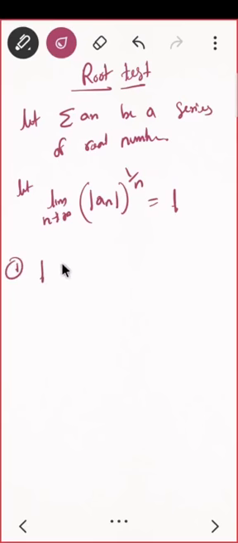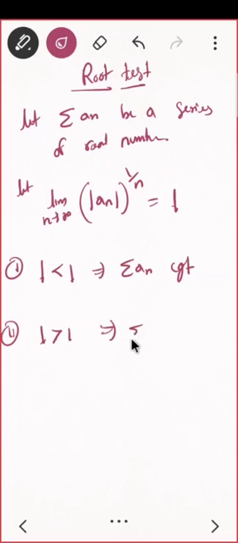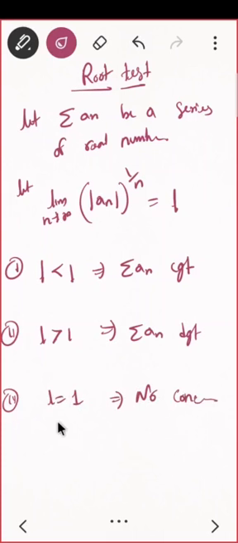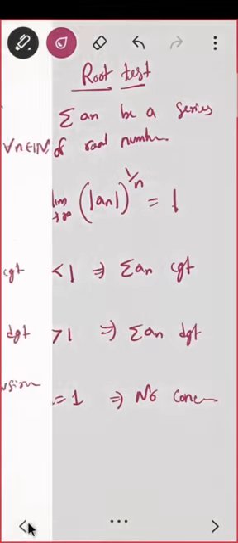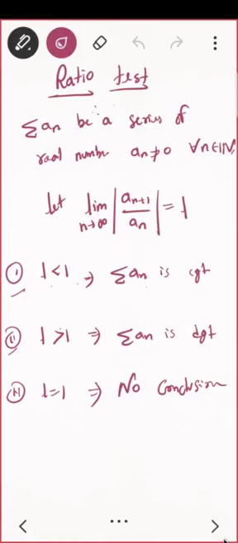If L is less than 1, then summation of a_n converges. If L is greater than 1, then summation of a_n is divergent. And the third one: if L equals 1, then no conclusion. No conclusion means that the series may be convergent or may be divergent. We'll see some examples of why there is no conclusion. So the first test is the ratio test and the second is the root test.